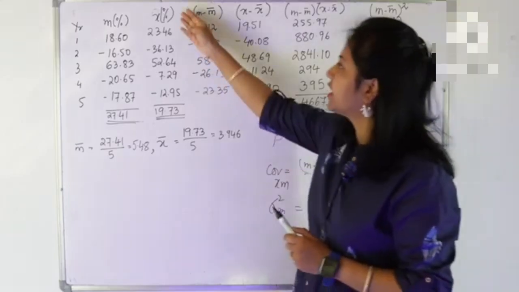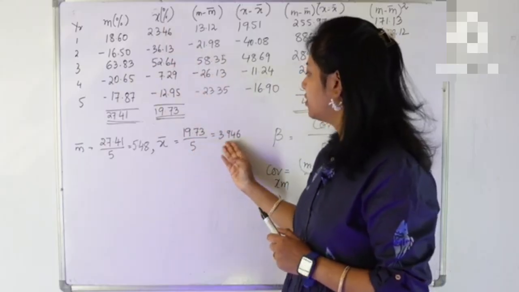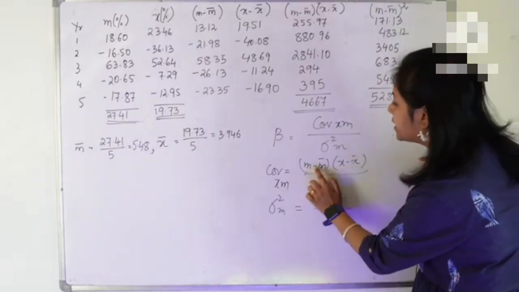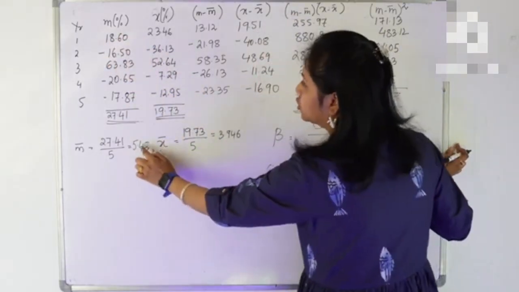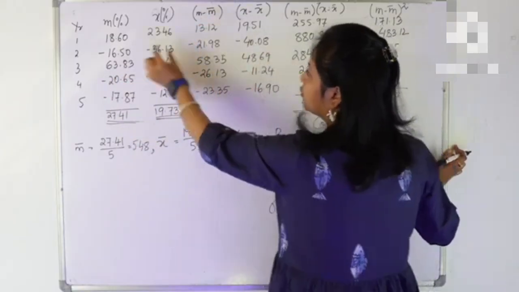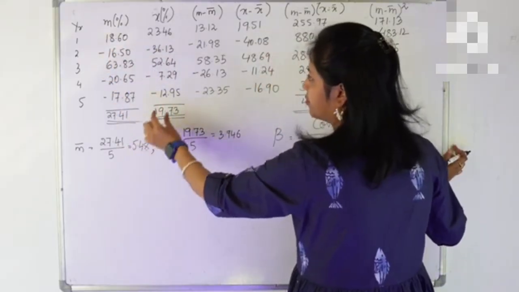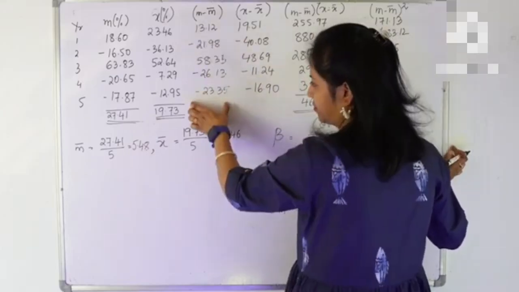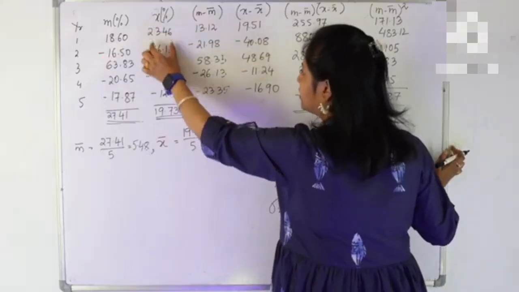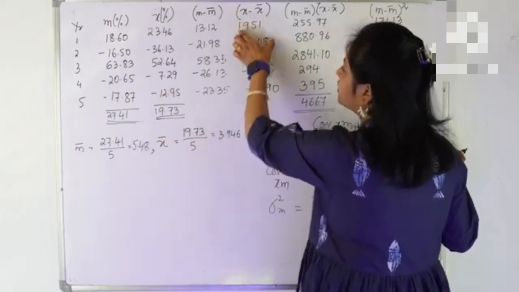Similarly, we need x bar. We have the x values, we total the x values, and we divide by the number of observations, 5. We get x bar as 3.946. Now what is required? M minus m bar means all these individual values should be subtracted from 5.48. So I have written here m minus m bar. How did we get it? 18.60 minus 5.48, 16.50 minus 5.48, this way we have done. This is the deviation, how much my individual values deviate from the mean value. Similarly, we have done how much the individual values of the stock deviate from the mean returns of the stock.